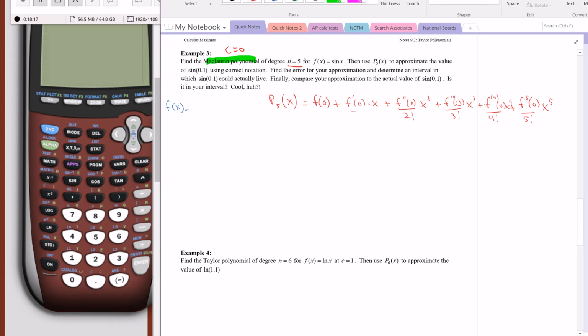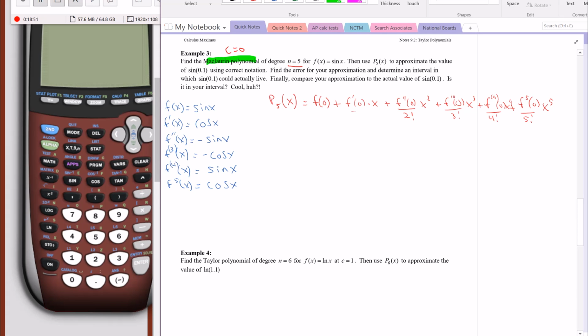So let's go over here and let's start with the function, right? The function is sine x. F prime, the derivative of sine, is cosine. The second derivative, right? The derivative of cosine is negative sine. The third derivative, I'm just going to write it like that, is negative cosine. The 4th derivative is back to positive sine. And the 5th derivative is cosine again.